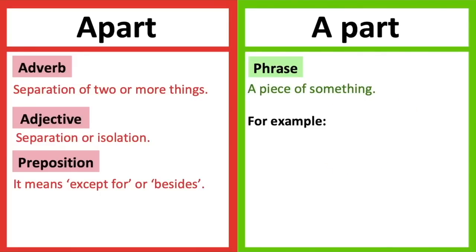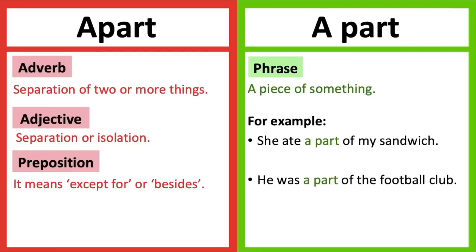For example, she ate a part of my sandwich. Another example is, he was a part of the football club. It's important to note that we don't always have to use the article a before part. So if we take it out, the sentence still makes sense. She ate part of my sandwich. He was part of the football club. So the sentences are still correct if we remove the article.